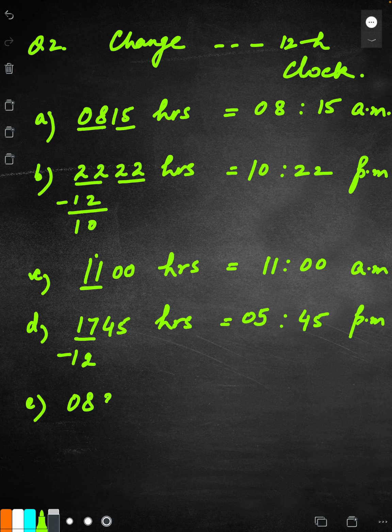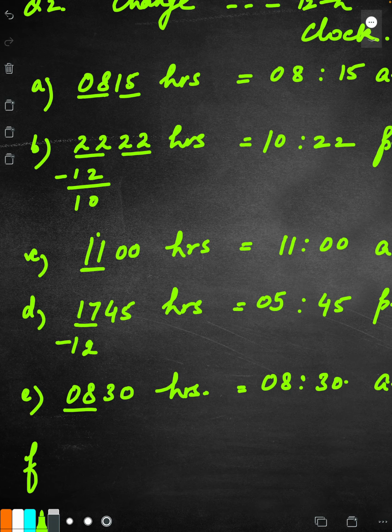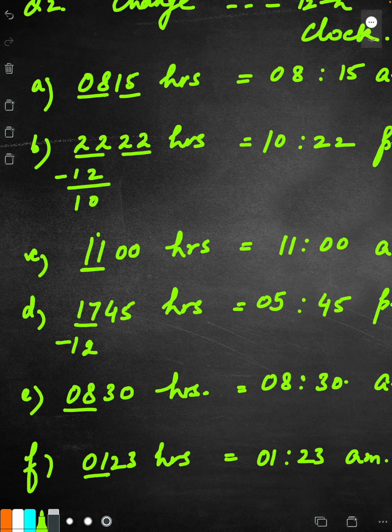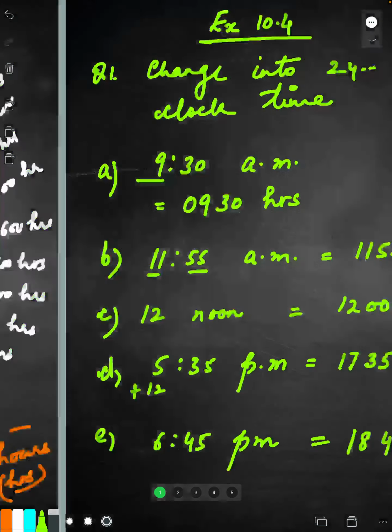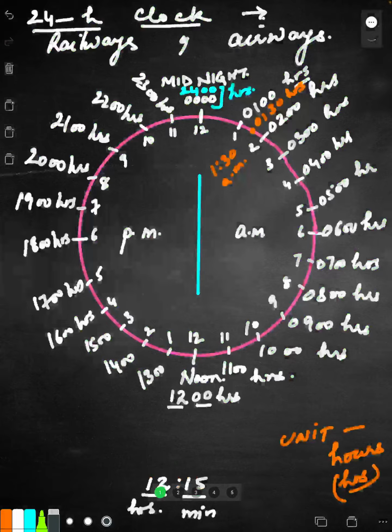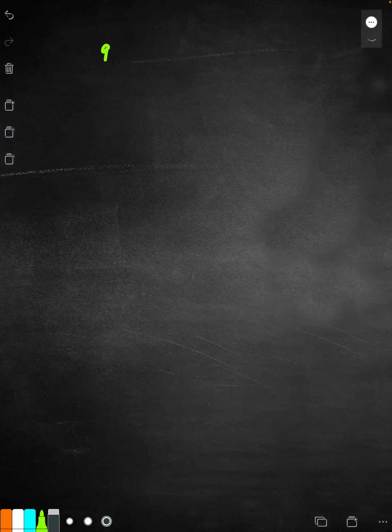The E part, 08:30 hours. The hours are less than 12, AM. And you will write exactly as given to us, 8:30 AM. F, it is 01:23 hours. 01 is less than 12. So 1:23 AM. We are talking about early morning, after midnight. So I hope children you have understood these steps. So let us move to the next part, G.